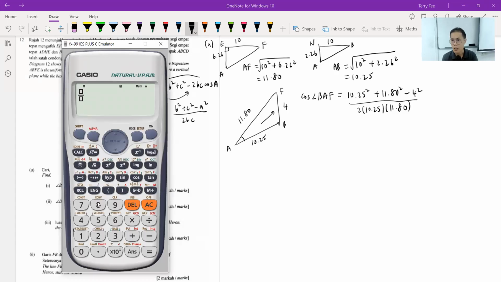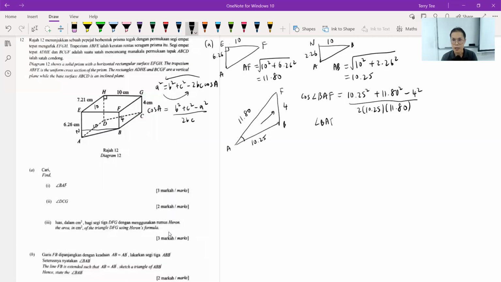Open bracket with a fraction, 10.25 squared plus 11.8 squared minus opposite 4 squared, divided by 2 times 10.25 times 11.8. So whatever we get, shift cos answer equals 19.3. So angle BAF is 19.3. Okay. First part, no problem.